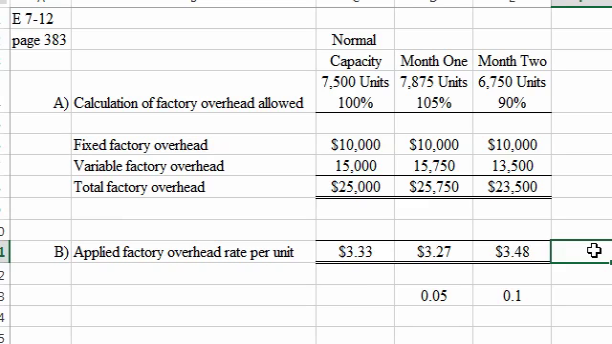And you guys, we'd multiply by that rate to get the amount of applied overhead to include in work in process, then eventually finished goods and cost of goods sold. I think that one's a fairly straightforward problem. Practice it with me in the video, and then I don't think you'll have any trouble with your next homework problem, exercise 7-11, on page 383 as well.